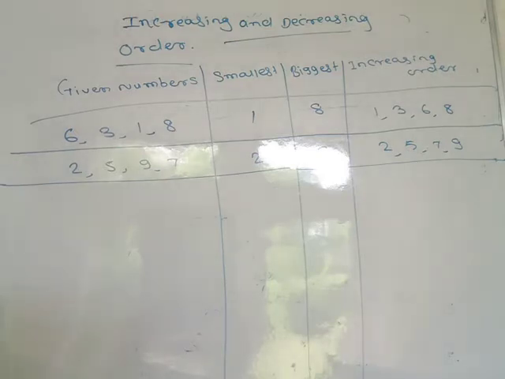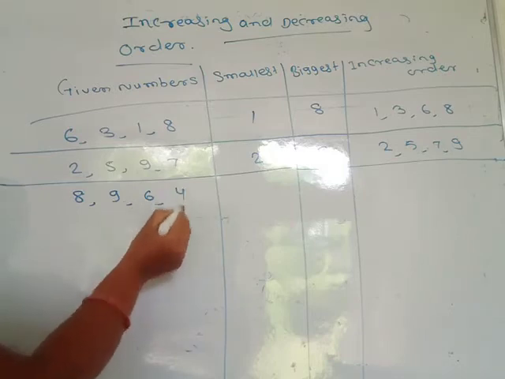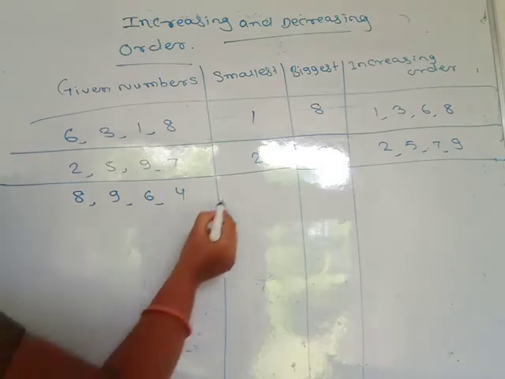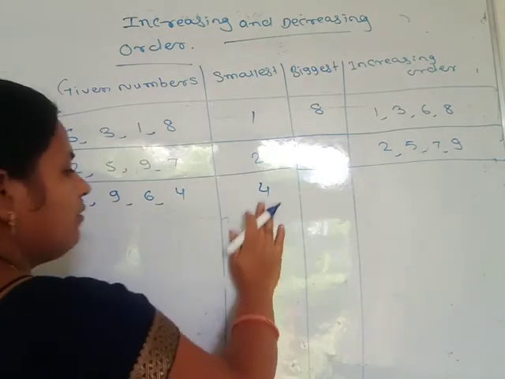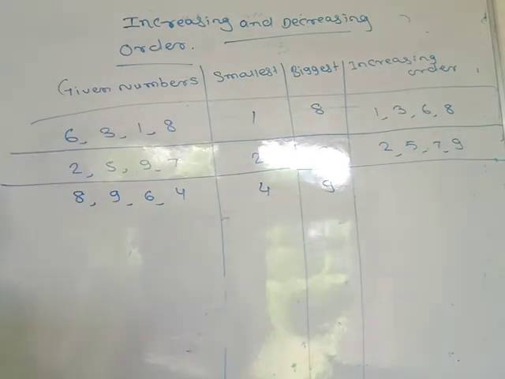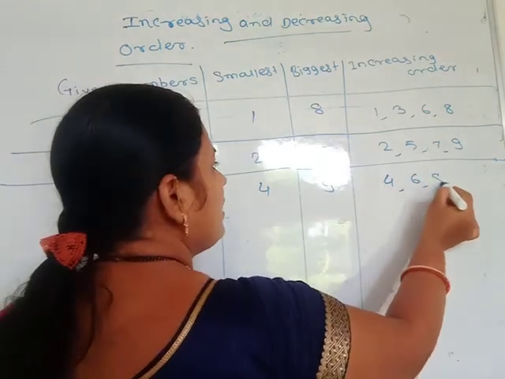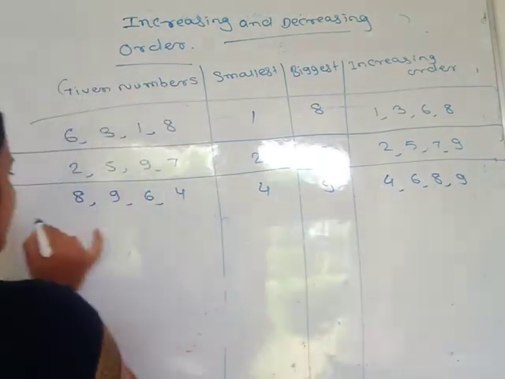Third one: 8, 9, 6, 4. Smallest number, write here 4. Then in the biggest column you write the biggest number, 9. Then all these numbers you write in increasing order, which means 4, 6, 8, 9.